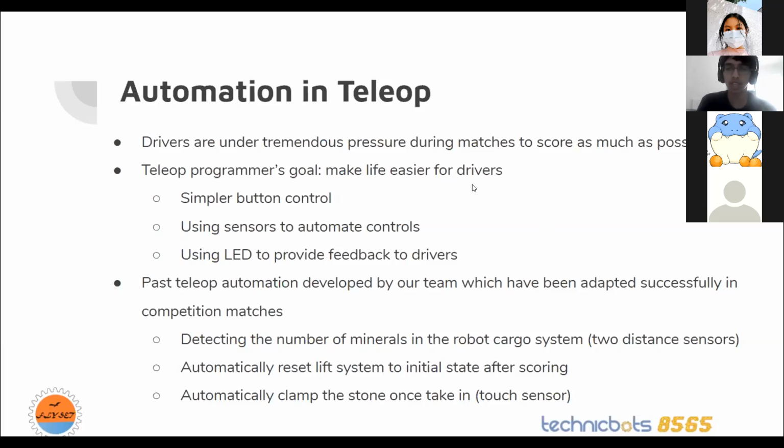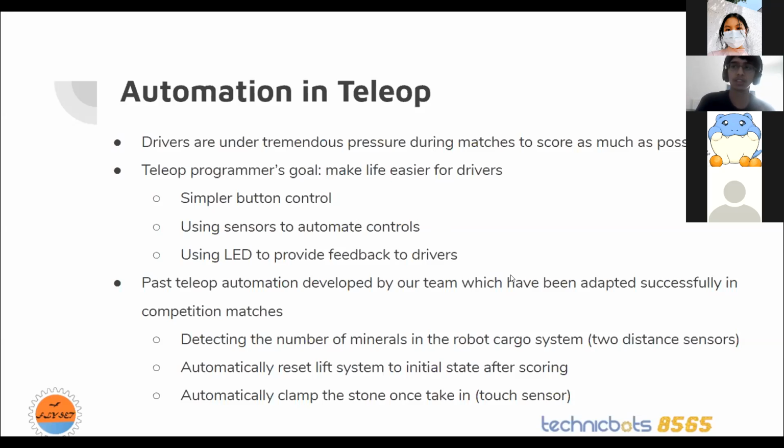The main reason why we have this is so that it reduces the amount of work the driver has to put in, and it also reduces the time from scoring 1 stone to going back and getting another one. And then the next one was automatically clamping the stone once we take it in by using a touch sensor. The main reason for this is because the driver can't really see the clamp and claw in the middle of the robot. So it makes it easier for the driver, not having to worry about clamping the stone and unclamping it every time they get a stone.